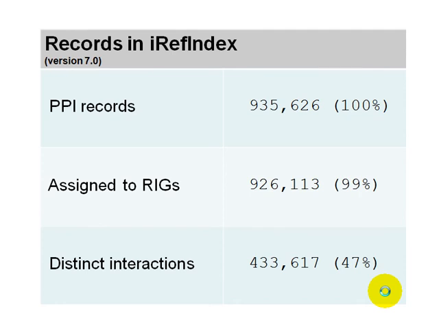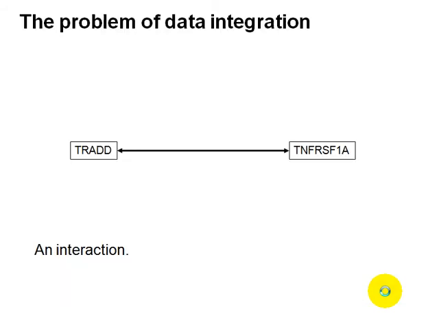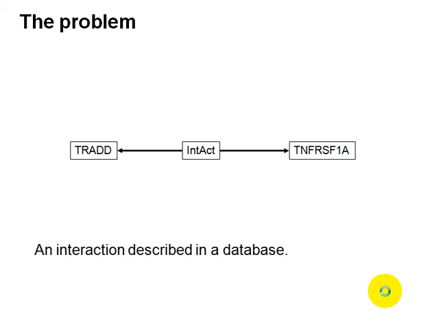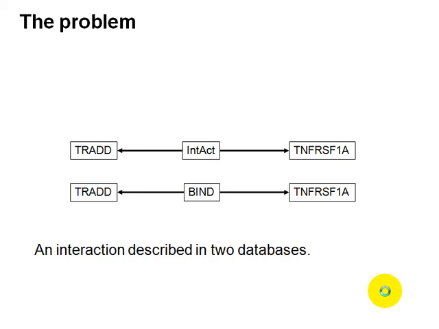In this talk, I'm going to explain why there's so much redundancy in the data and how we actually dealt with that. So the problem of data integration is shown here. If this represents a simple interaction record between two proteins, and I've shown the official gene symbols here, this interaction may be defined in the IntAct database. However, it may also be defined in the BIND database under a different interaction record.